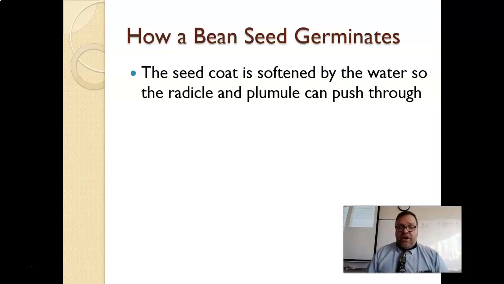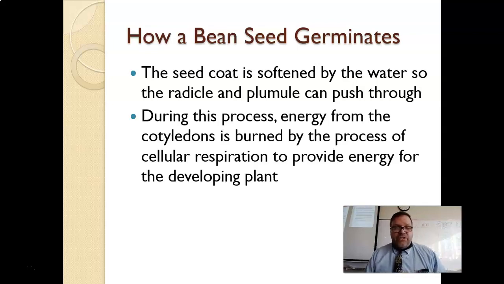The seed coat is softened by the water so the radicle and the plumule can push through. We'll be able to see those better in our lab once we've soaked them, which we did. During this process, energy from the cotyledon is burned by the process of cellular respiration to provide energy for the developing plant. So it burns that stored energy so that cellular respiration can happen. Remember, that's where I burn sugar to get the energy that I need to do stuff. Cellular respiration is burning sugar to get the energy I need.